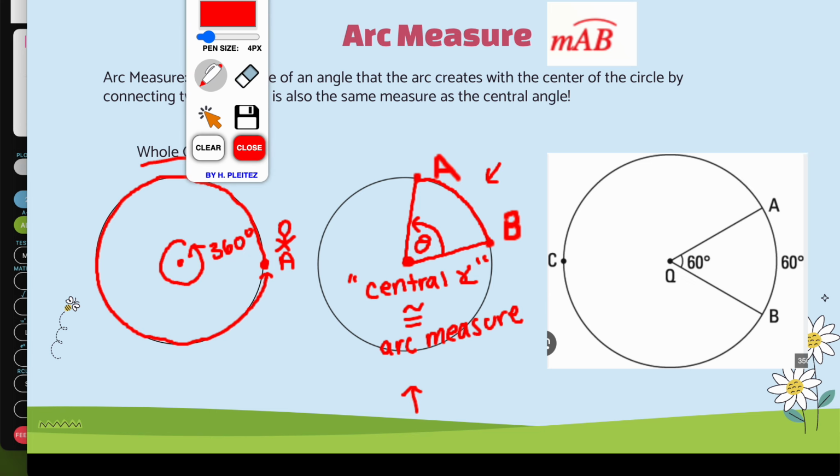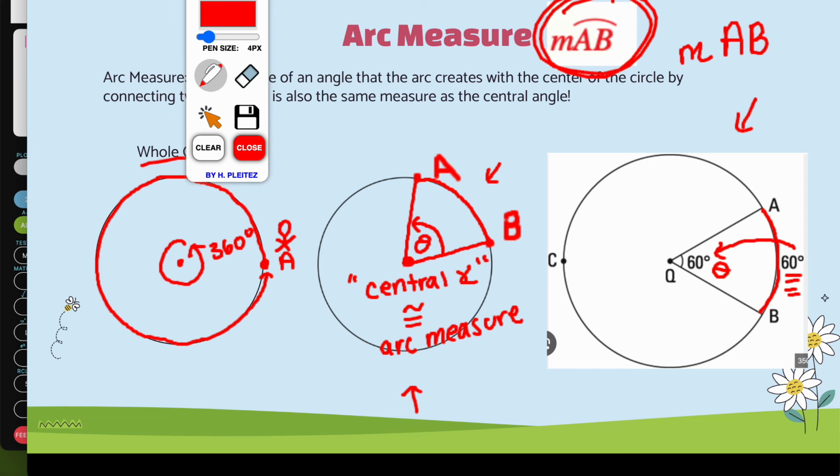So if you take a look at this last diagram here, you can see arc AB gives you the arc measure. If it gave you the arc measure, you know that you can automatically fill that in for your central angle theta and vice versa as well. Now this is some notation. For arc measure, we have that little lowercase m that always stands for measure, but then for arcs we have our two letters and a little arc over them, kind of like a little rainbow.